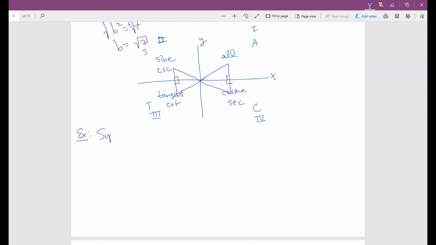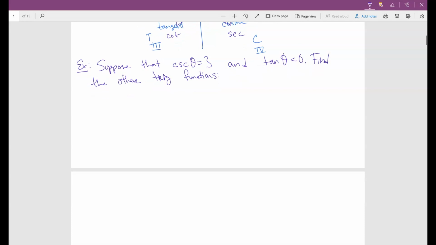Suppose that cosecant of theta is equal to 3, and tangent of theta is less than 0. Find the other trig functions. Okay, so we have a couple of things here. First, we are given some information. We are given that cosecant of theta is equal to 3. And we're also given that tangent of theta is less than 0.